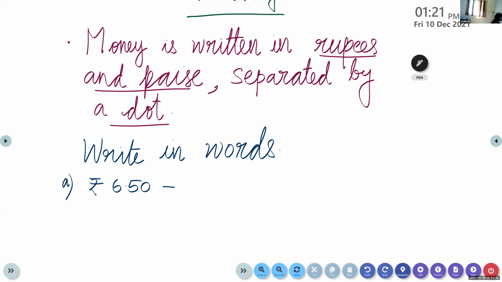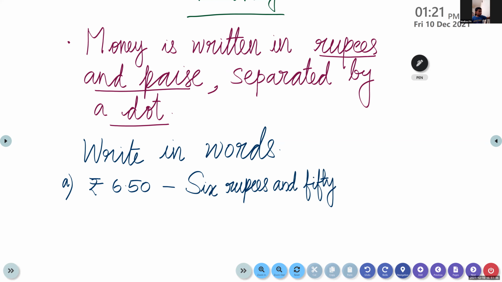Please write 6 rupees and 50 paise. 6 rupees and 50 paise. Now we have to write in one line. If you have space, you can write in one line. Otherwise, you can move to the next line.